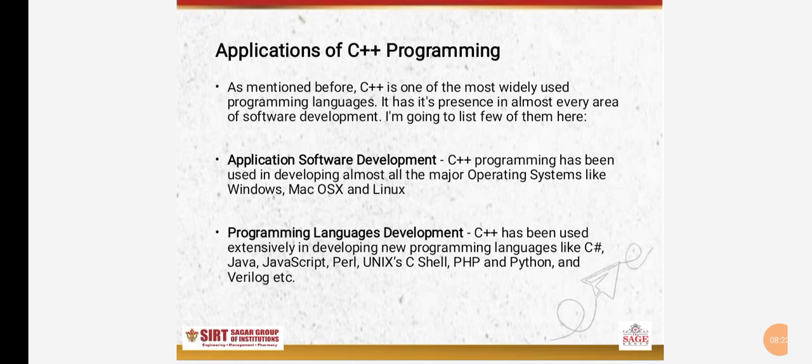Now the applications of C++ programming. C++ is one of the most widely used programming languages. It has its presence in almost every area of software development. In application software development, C++ has been used in developing almost all the major operating systems like Windows, Mac OS and Linux. In programming language development, C++ has been used extensively in developing new programming languages like C#, Java, JavaScript, Perl and Unix Shell.